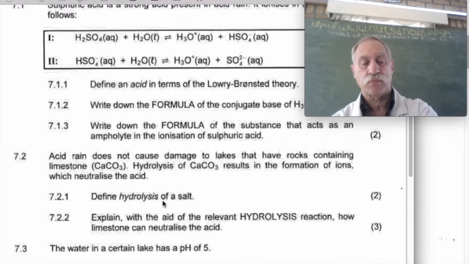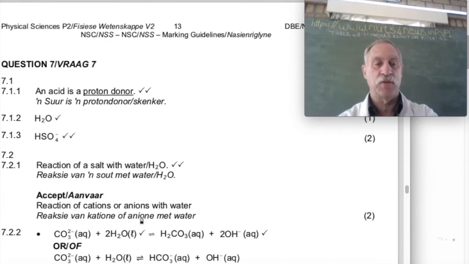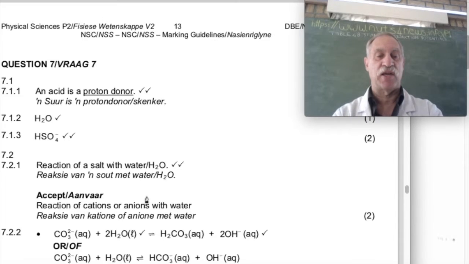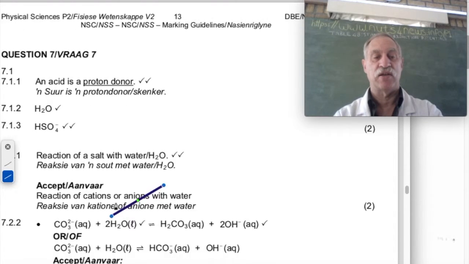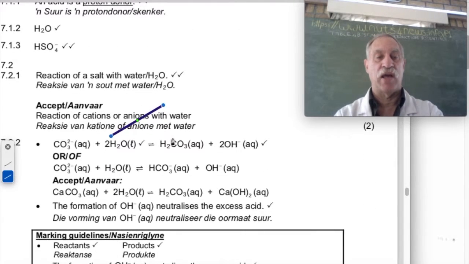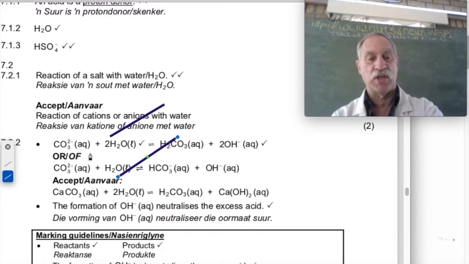So let's look at our answer. Reaction of a salt with water. It says accept reactions of cations or anions with water. What I'm going to say is just don't bother to remember that. Just go for the standard answer. And frankly, this is where you need a little bit of help, because in the next question you don't want that, you want this answer. That's the most acceptable answer. It's the answer I would give. So let's go to that next question.